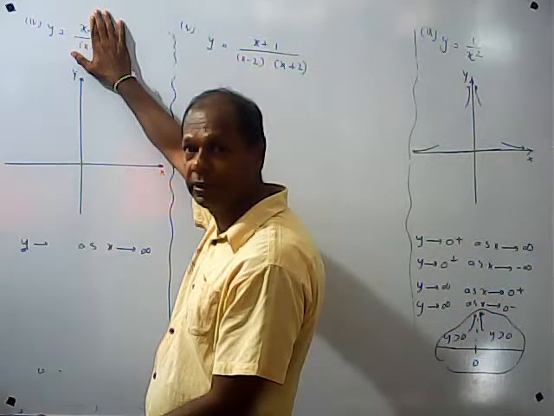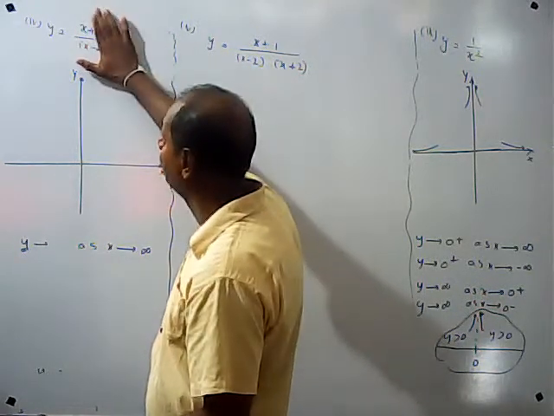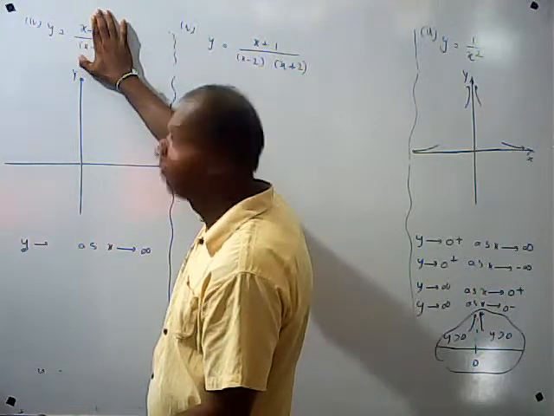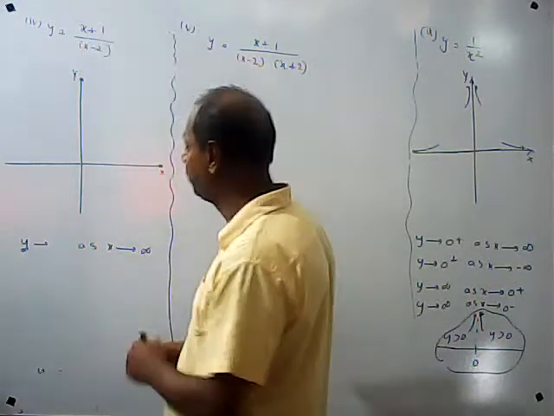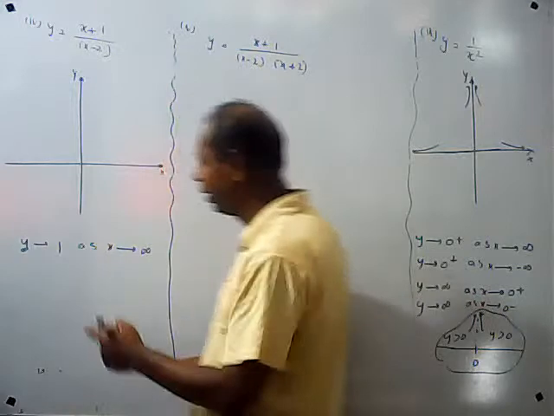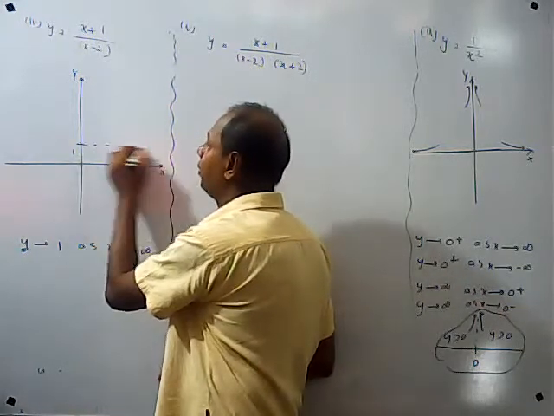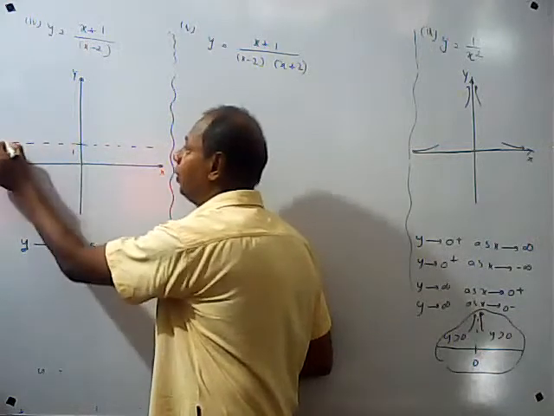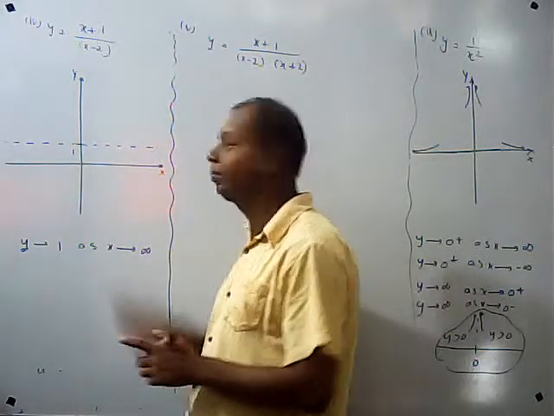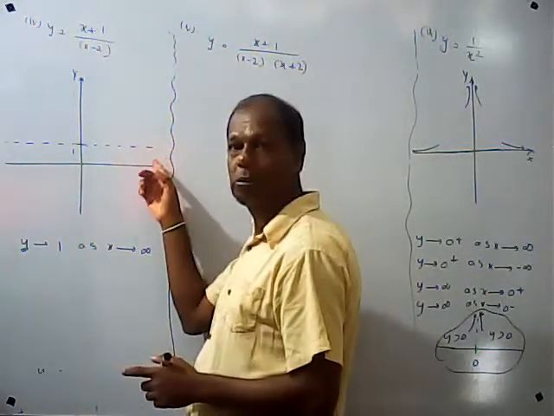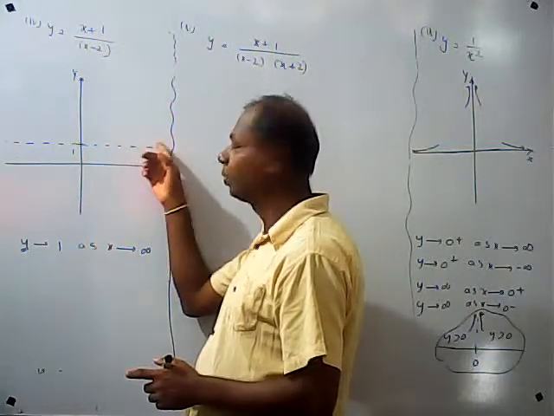Just look at the two highest power terms. So that will give 1. So y will go to 1. We know that it goes to 1 as x goes to infinity, but for the moment we don't know whether it gets close to 1 from above or below.